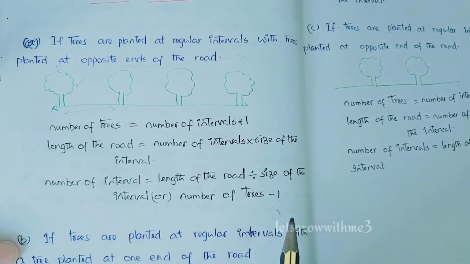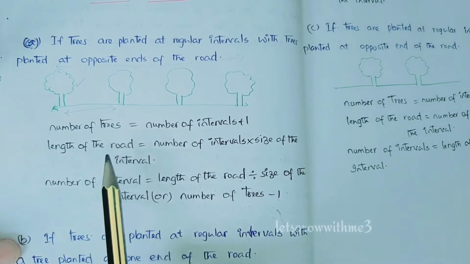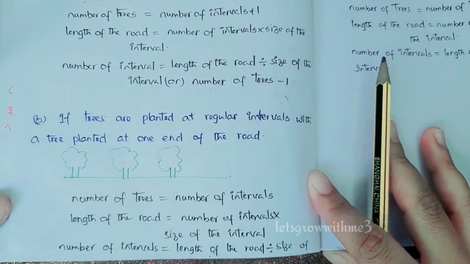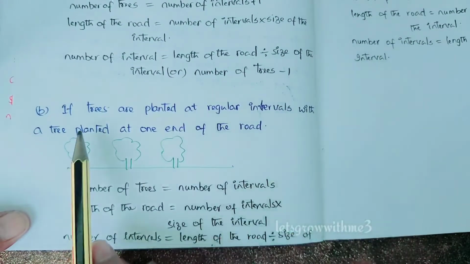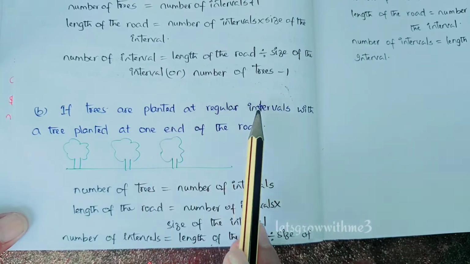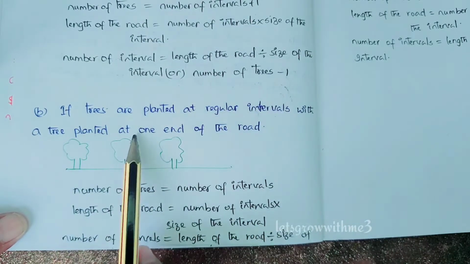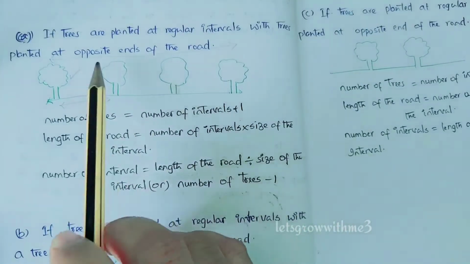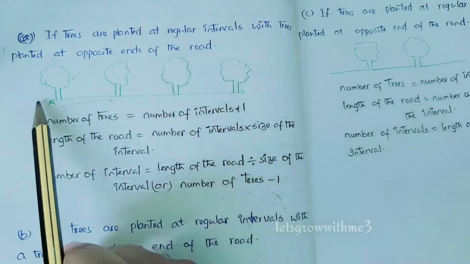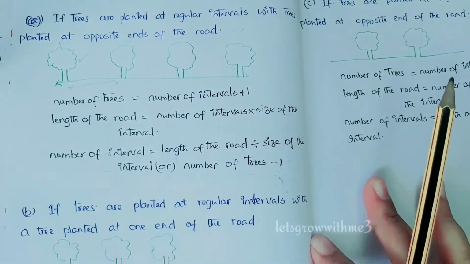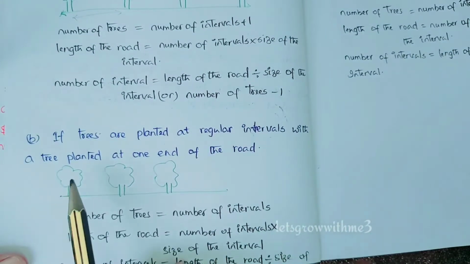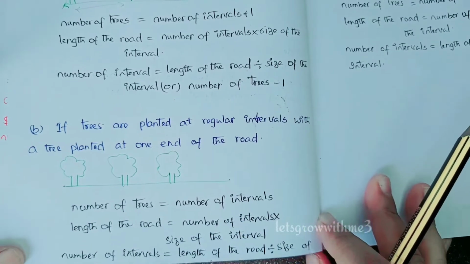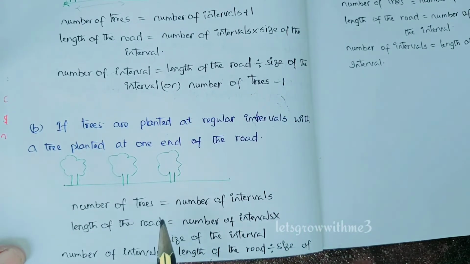Okay, so if we don't have trees at opposite ends, or if we have only one end, then how do we do it? That's the second case. Trees are planted at regular intervals with a tree planted at one end of the road. It means only one end has a tree and the other end doesn't have any tree at all. In that scenario, how can you calculate the number of trees, length of the road and number of intervals?